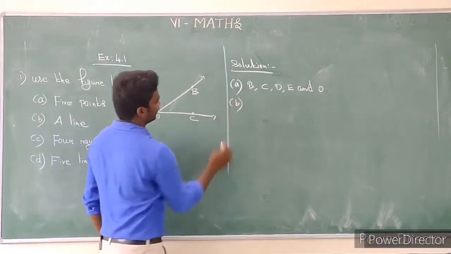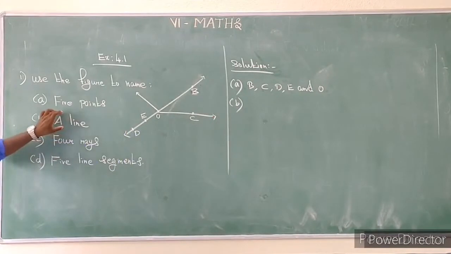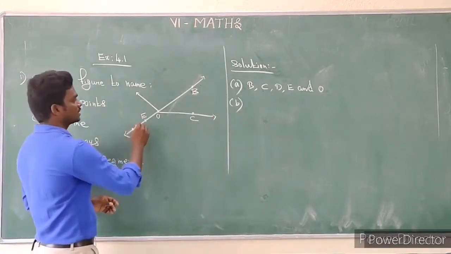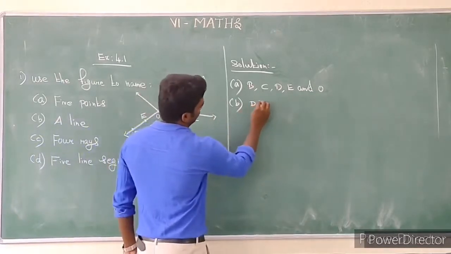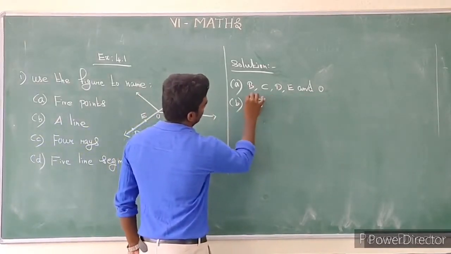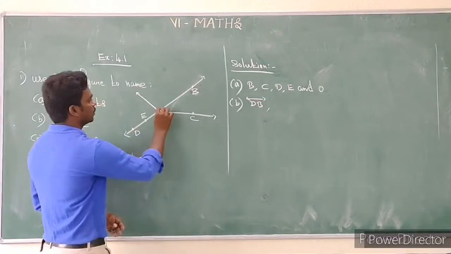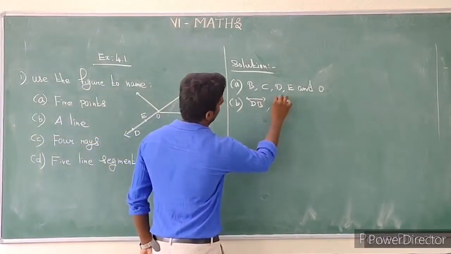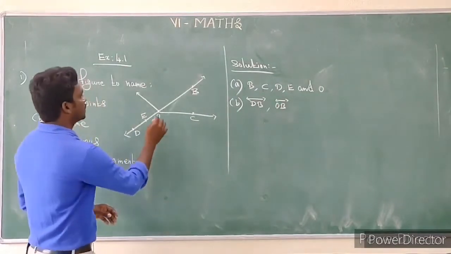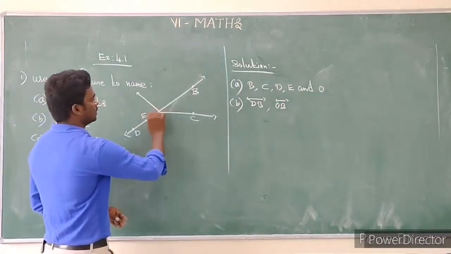Next question: we want to name a line. What is a line here? DB is one line. Any other line here? OB. So OB is a line. What is the next one? EB.